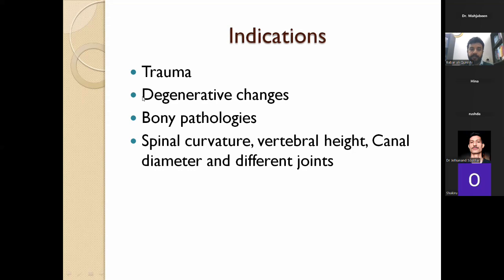In other, elective cases, in degenerative disease, we'll talk about those changes, the CT scan has a very good role, and it can tell us about opacification, calcifications, or different kinds of bony pathologies, and the vertebral height. We have to look for the vertebral height, the spinal curvature, canal diameter, and the different joints. Fractures can be picked up well on the CT scan.